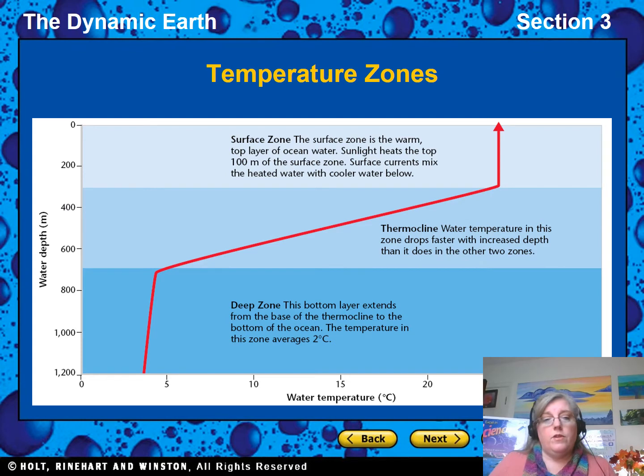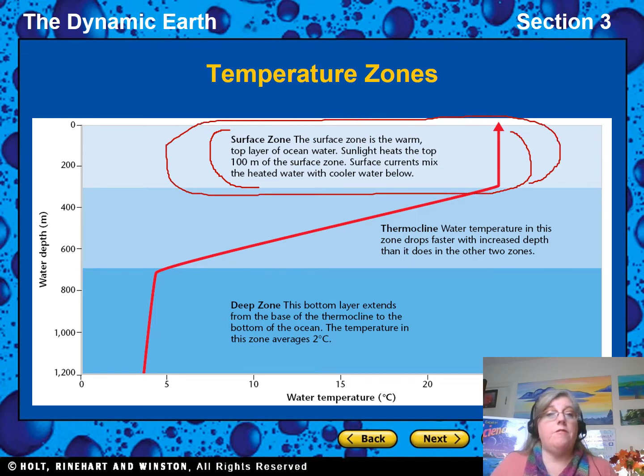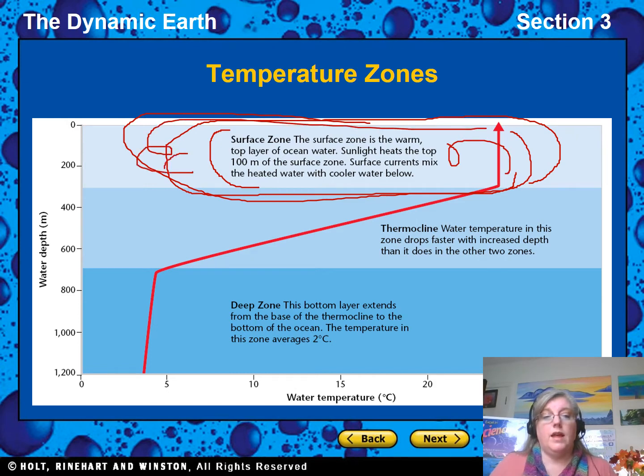Here's another version of it. The surface zone up here is the warm upper layer. Sunlight can get here, so this is where any photosynthesis that's happening in the ocean would be happening, up here in the surface zone. The current mixes when the wind blows. This gets mixed around, bringing the cooler water up and the warmer water down, so that this is pretty warm.